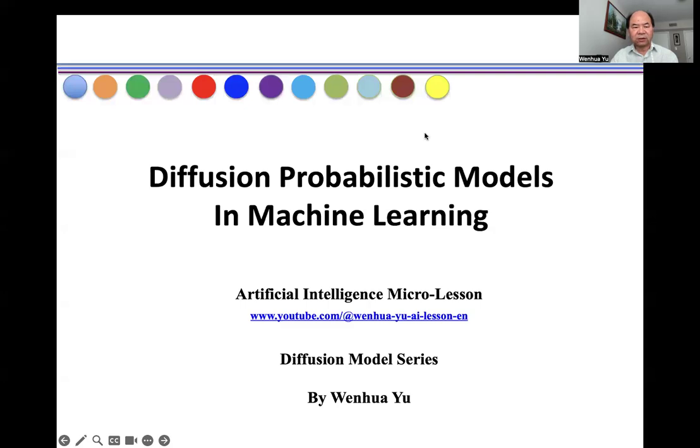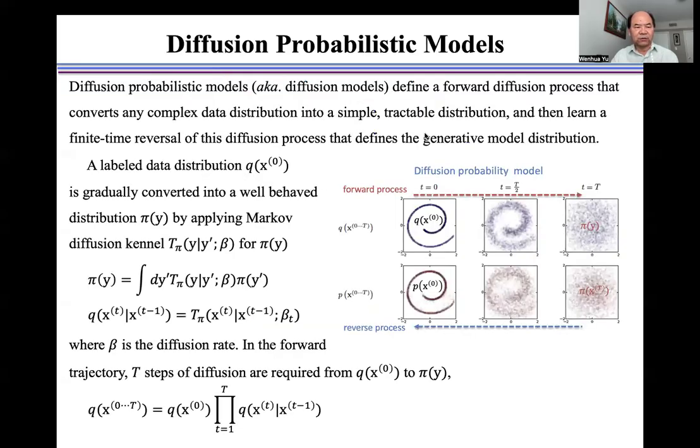In this video, I introduce diffusion probabilistic models in machine learning. Diffusion probabilistic models define a forward diffusion process that converts any complex data distribution into a simple tractable distribution, and then learn a finite-time reversal of this diffusion process that defines the generative model distribution, as shown here.